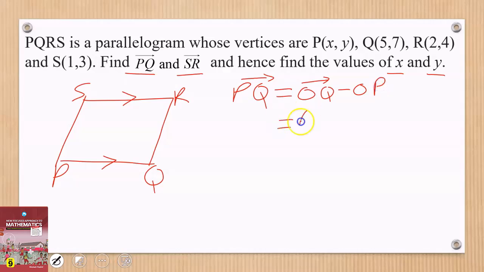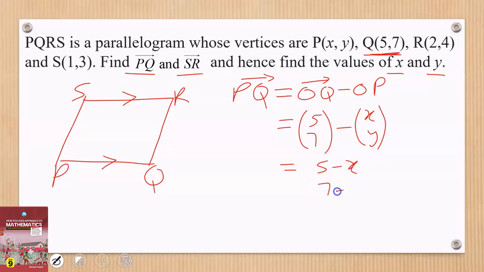Good. So per the question we have Q to be 5, 7. And then OP, according to the question, is XY. So when I simplify this, I'm going to have 5 minus X and then 7 minus Y. And that is the vector PQ. I'm done with vector PQ.